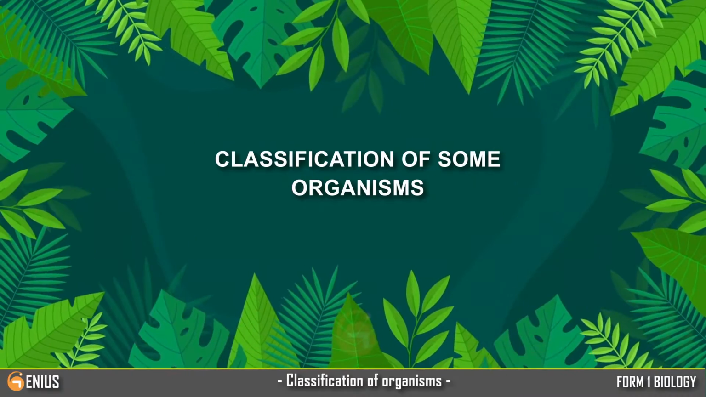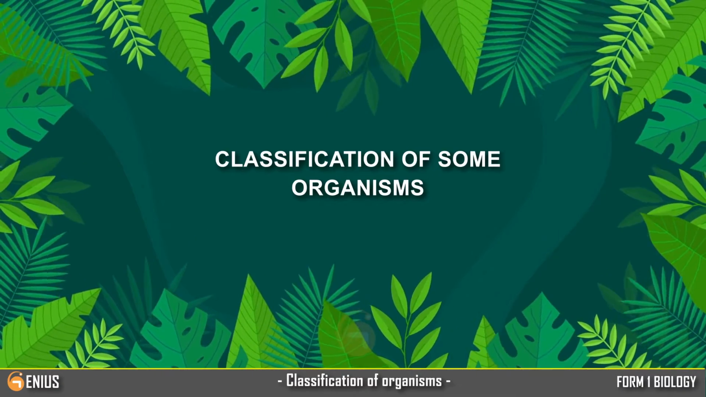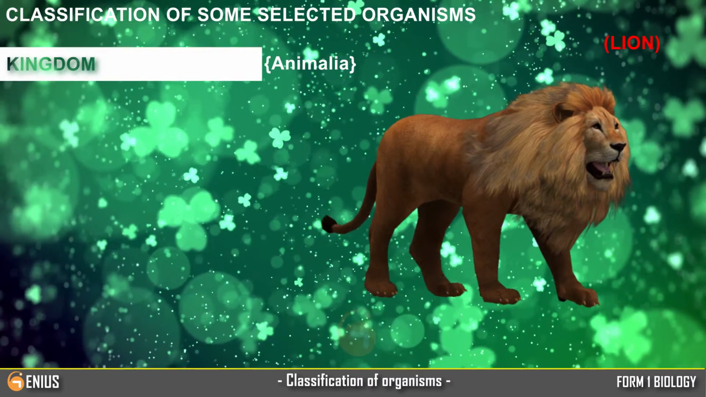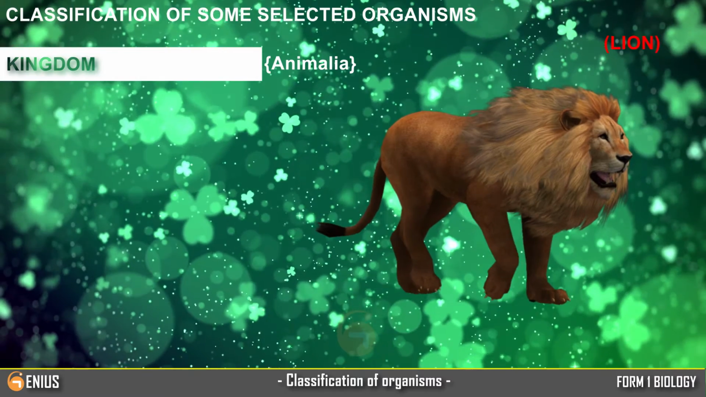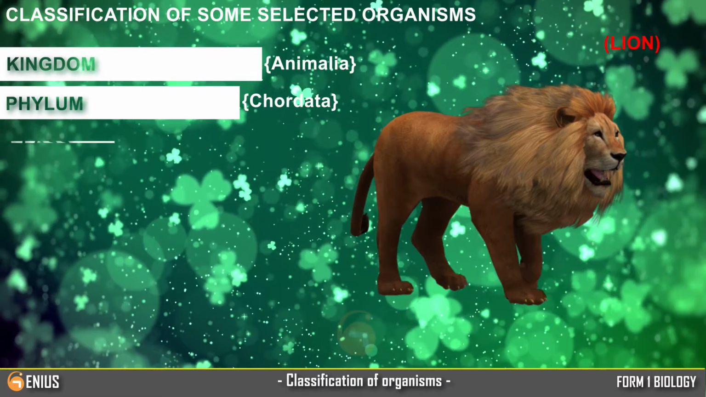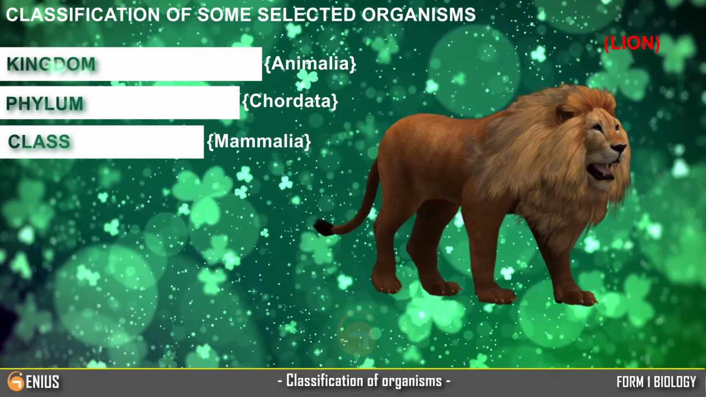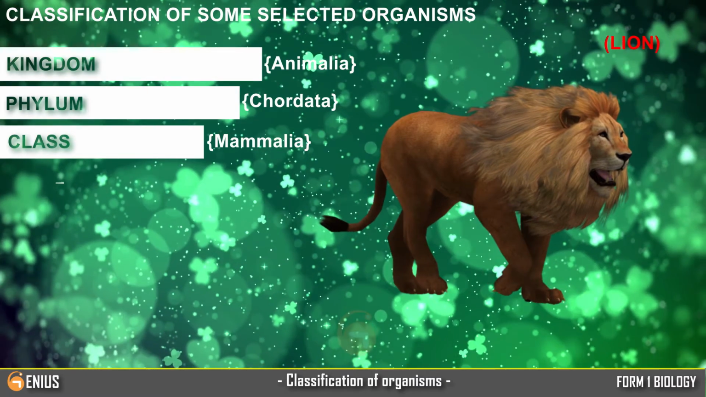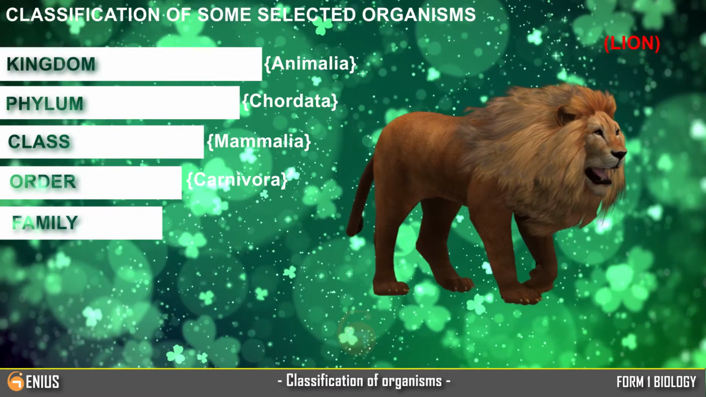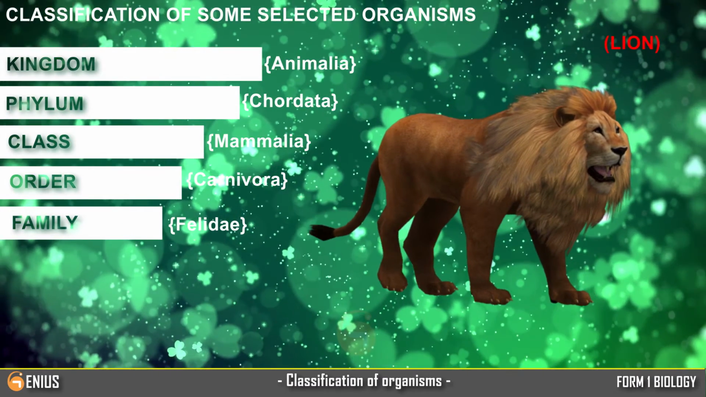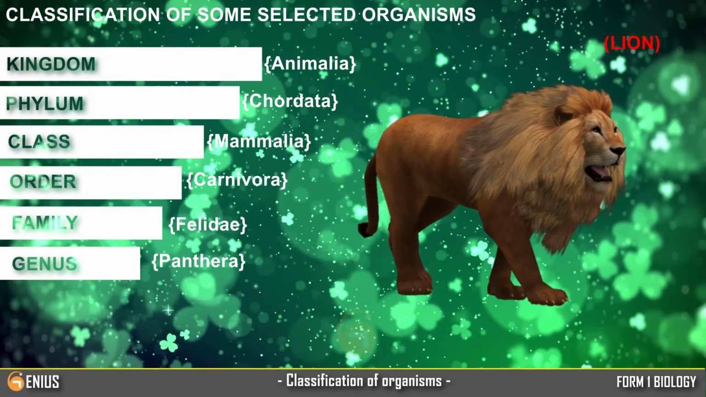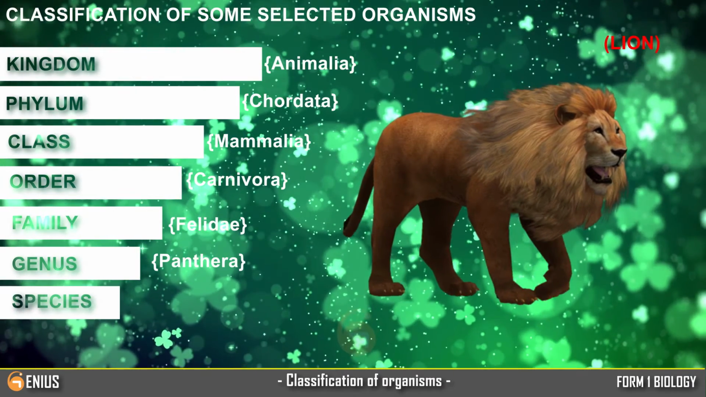Classification of some selected organisms. A lion. Kingdom: Animalia. Phylum: Chordata. Class: Mammalia. Order: Carnivora. Family: Felidae. Genus: Panthera. Species: Panthera leo.